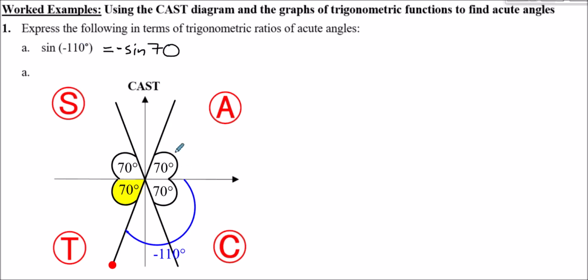Sine 70 has a positive value. This one here is in a quadrant where only T is positive. So we need to put a minus in front of that one.